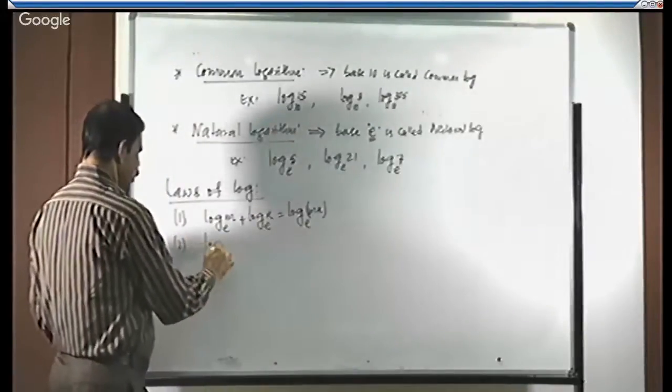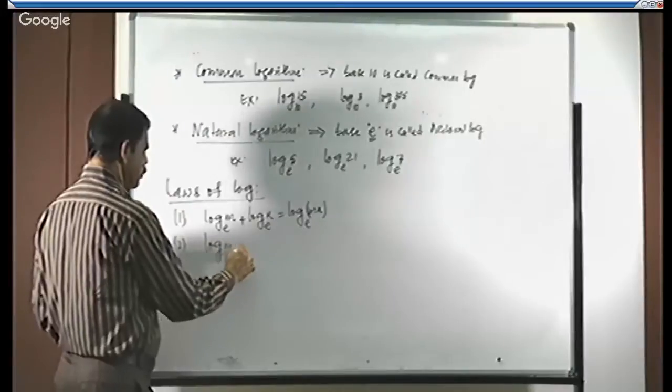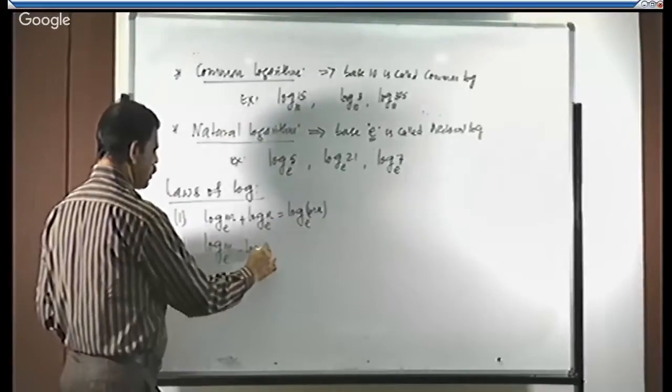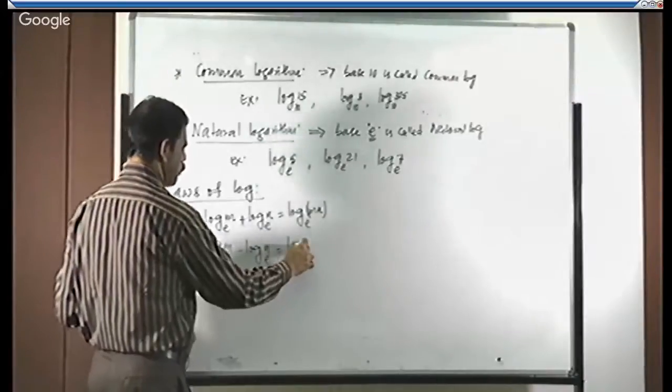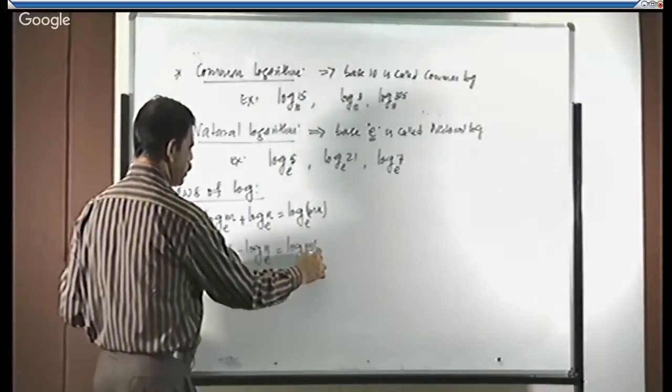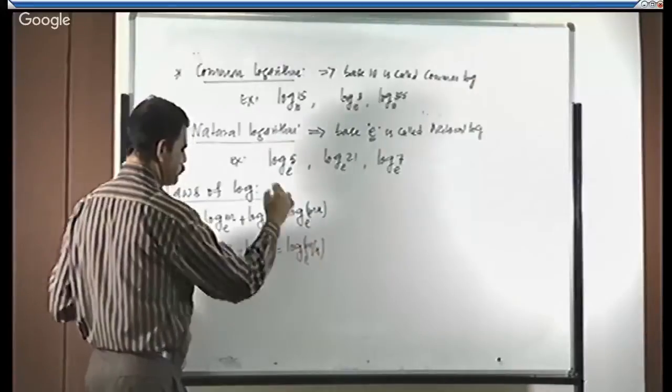Second one, log of m to the base e minus log of n to the base e is always equal to log of m by n to the base e.